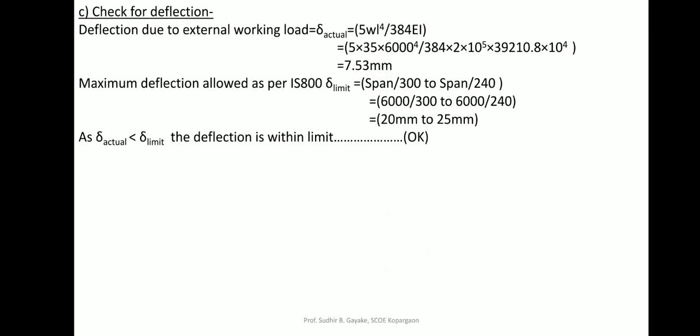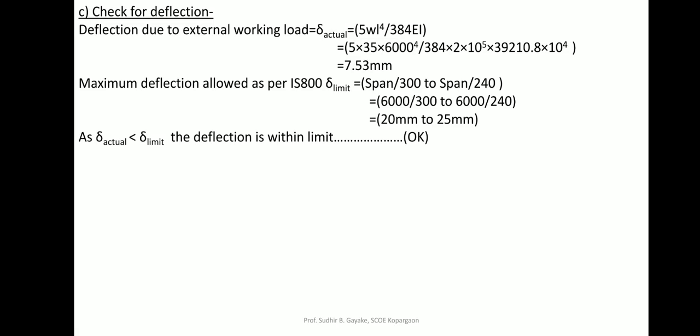And last is deflection check. In case of simply supported with UDL, maximum deflection is given as 5 WL raised to 4 upon 384 EI. So here W value is your working load, and working load according to statement is 35 kilonewton per meter. L value is known to us, and your E value, that is modulus of elasticity, 2 into 10 raised to 5. I value is moment of inertia about major axis. So putting all that value, you are getting deflection according to loading as 7.53 mm.